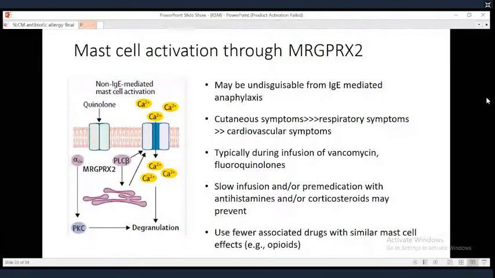If it's due to this mast cell activation, slow infusion, and pre-medication with antihistamines and or corticosteroids may prevent it recurring, which you can't do if it's true anaphylaxis. So what you're supposed to do is, when you use vancomycin and fluoroquinolones, try to use alternative drugs with similar activity.